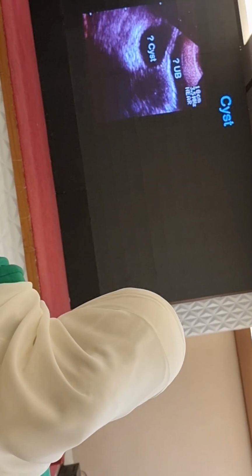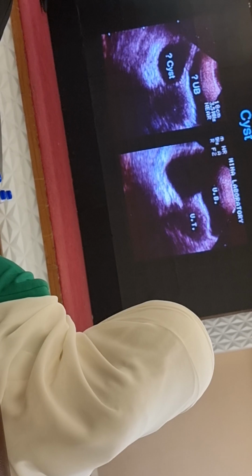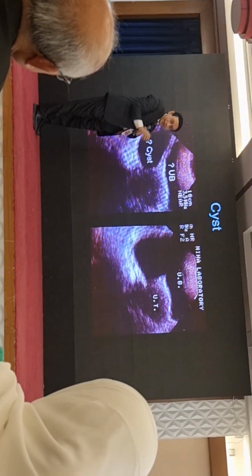What is it? This is urinary bladder. This is a cyst. Very clear-cut diagnosis. No problem. But actually not. This is the urinary bladder, a different shape.